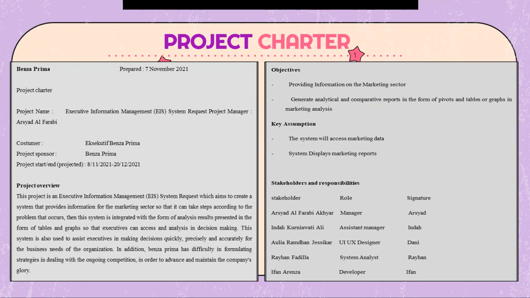The customer of the EIS system request is the Benza Prima executive, with a project starting from November 7, 2021 to December 30, 2021. The project overview contains brief information and the purpose of the system you want to build. This project aims to create a system that provides information for the marketing sector so that it can take steps according to the problems that occur.